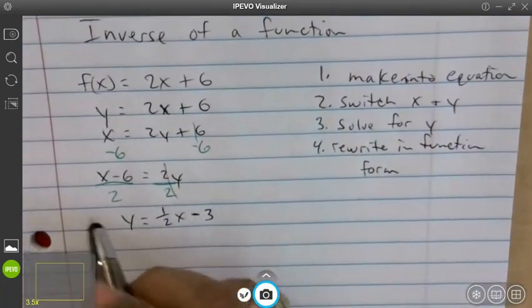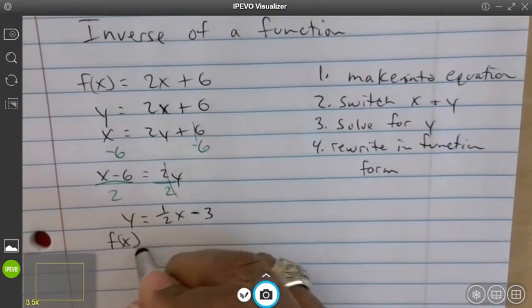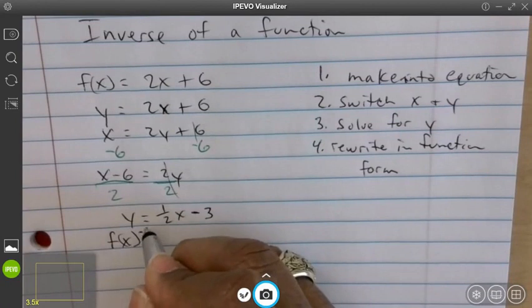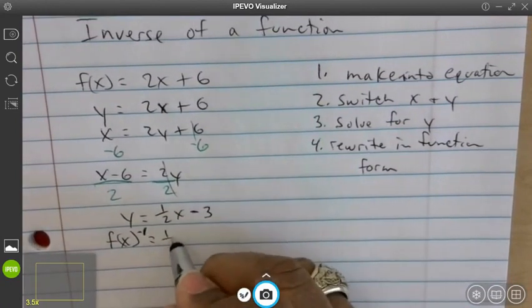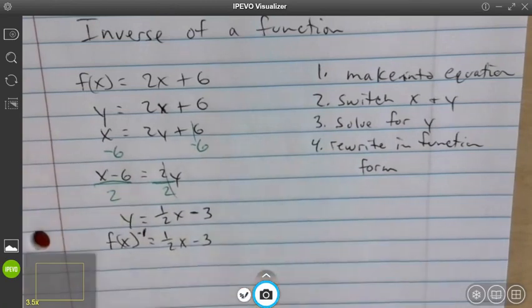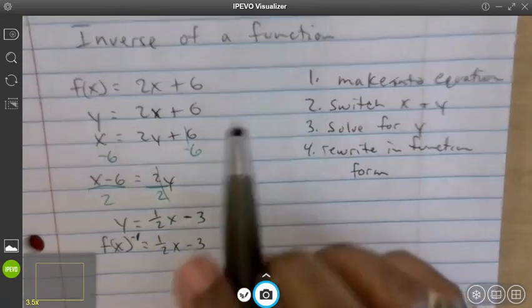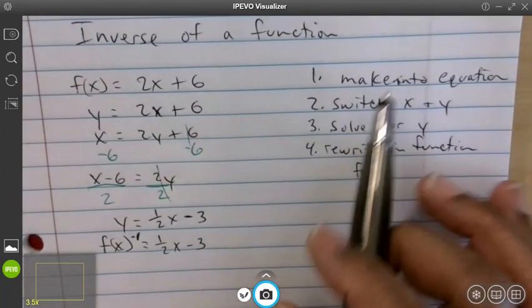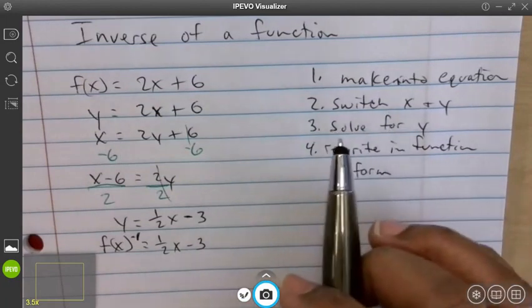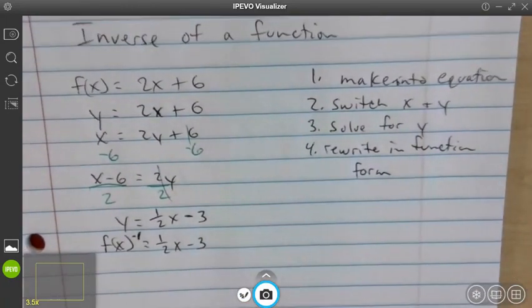Now my last step is to rewrite in function form. So now just change my y to f of x. But for inverse, you put a -1. That -1 means inverse. So that's what my inverse is, 1/2 x minus 3. So for all of these, always follow these steps. First, make into an equation. 2, switch the x and y. 3, solve for y. And 4, rewrite in function form.